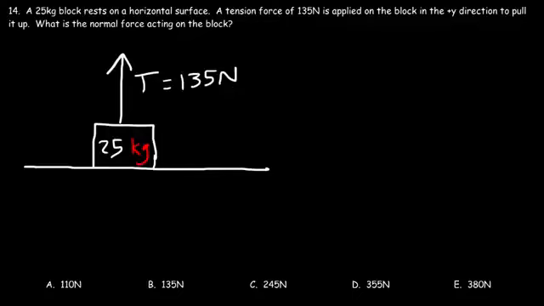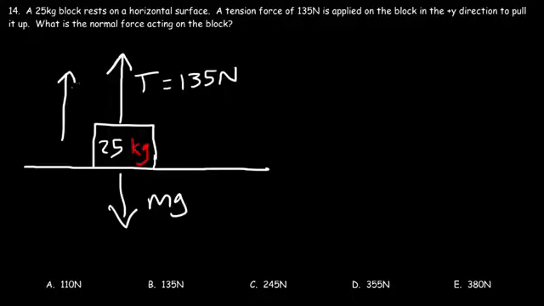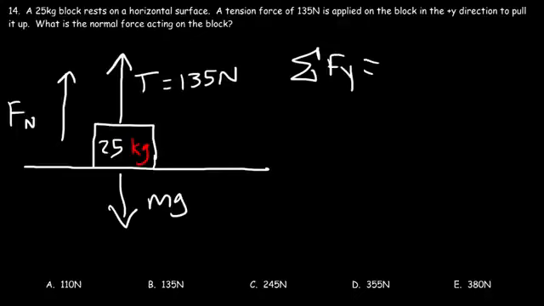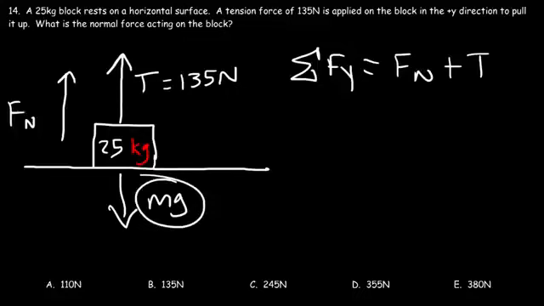Well, we need to draw a free body diagram. We need to identify all forces acting on the block. So we have the weight force, which is mg, and also there's the force that the ground exerts on the block, and that's the upward normal force. So the net force in the y direction is the sum of these three forces. We have an upward normal force, so that's going to be positive Fn, an upward tension force, so that's positive as well, and the weight force is in a negative y direction, so it's a negative mg.